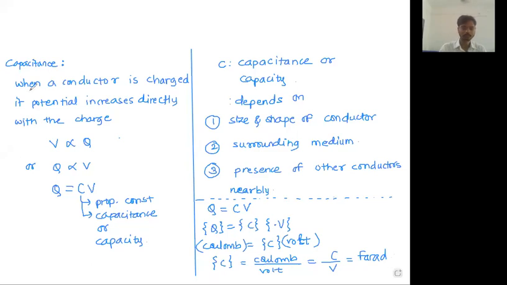On the next page, write down. Farad is an SI unit. 1 farad is equal to 1 coulomb upon 1 volt. This we have to remember.